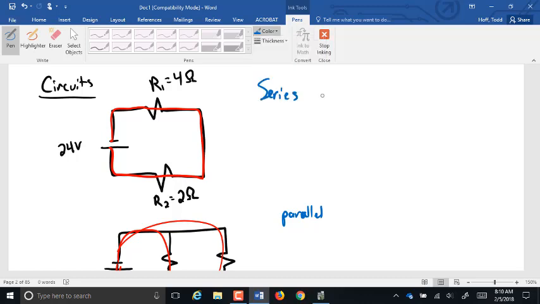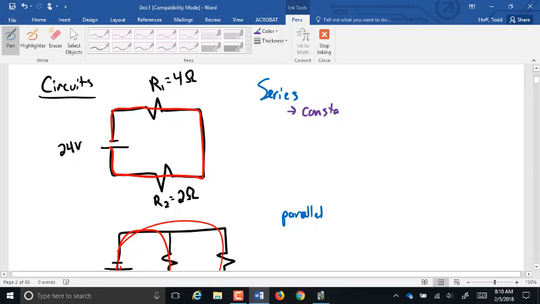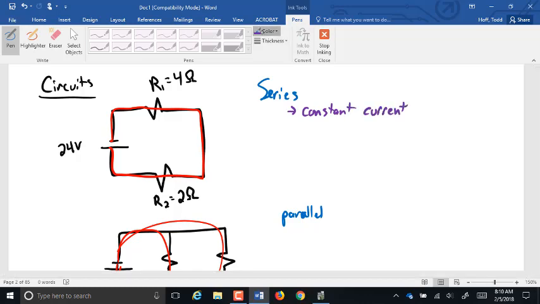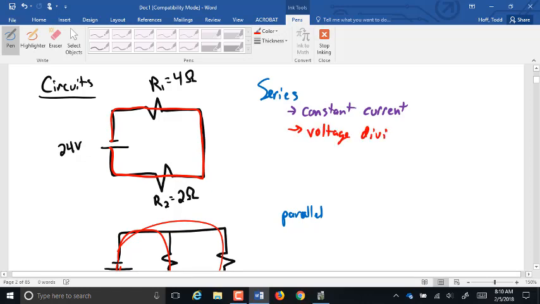In a series circuit, the same current has to flow through both resistors. There's only one path, so the current is constant. What is divided is the voltage. So the voltage is split.